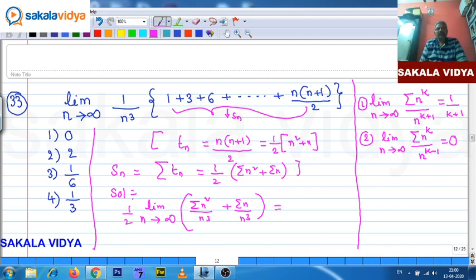So, that means this becomes actually 1 by 3, already half is there, plus this becomes 0, this becomes 0. So, answer is 1 by 6. So, the third option is the right option.